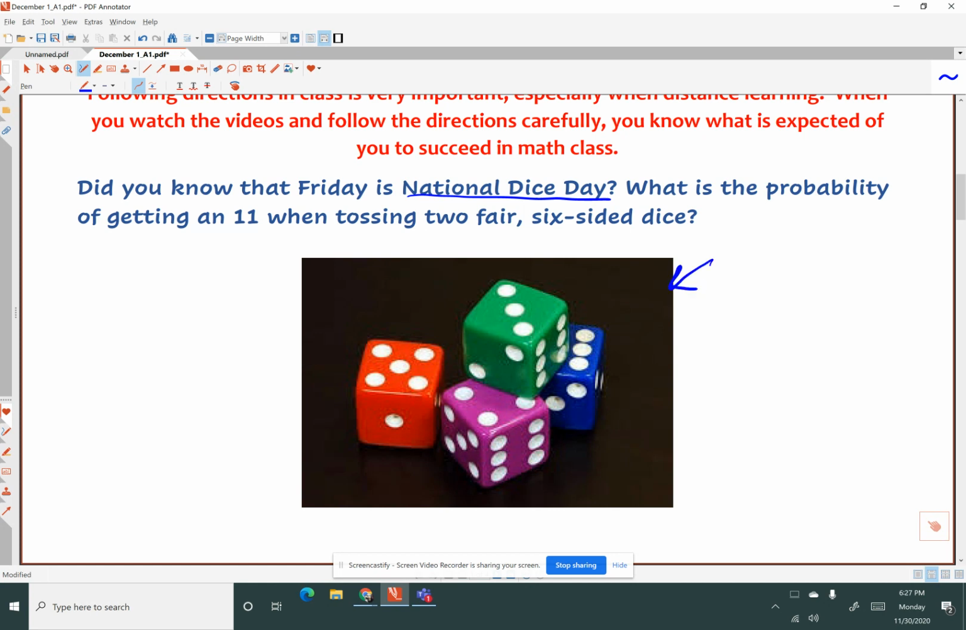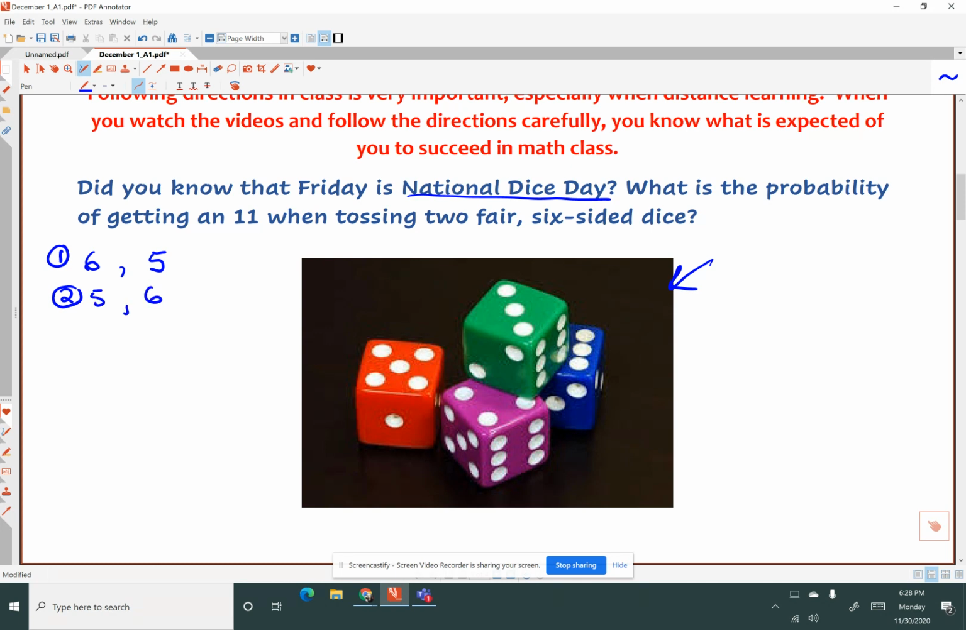And these regular game dice, where they have a 1, 2, 3, 4, 5, or 6 on each side, those are called fair dice. Fair die. Die is the singular. So two fair six-sided dice. Well, there's two ways to get an 11. The first way to get an 11 is to toss a 6 and then a 5. The second way to get an 11 is to toss a 5 and then a 6.